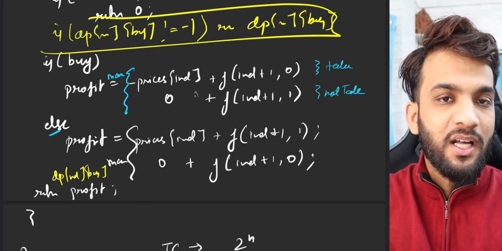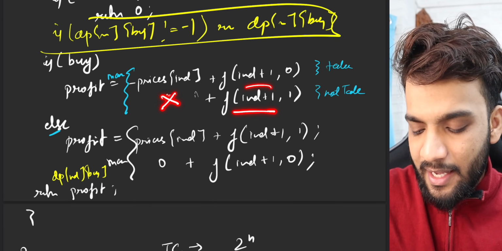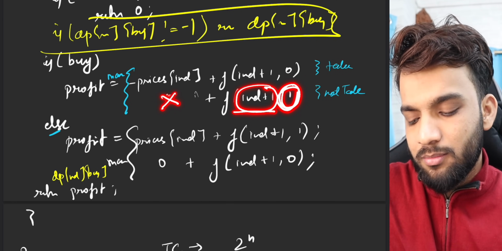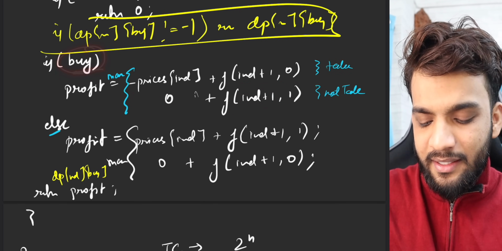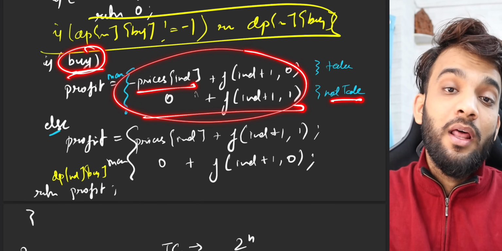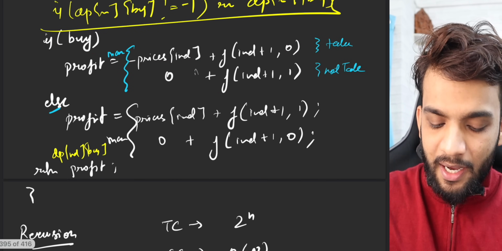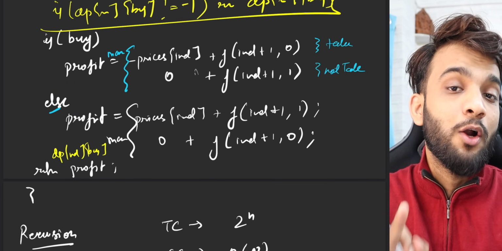Okay. And what is the other thing? You say that I'll not buy on this day and I'll go to the next day still giving him permission to buy. So if you're allowed to buy, either you can buy or you cannot buy. That's how you will do if you are allowed to buy, right? And if you're asked that, hey, listen, I'm not allowed to buy, I'm allowed to just sell.